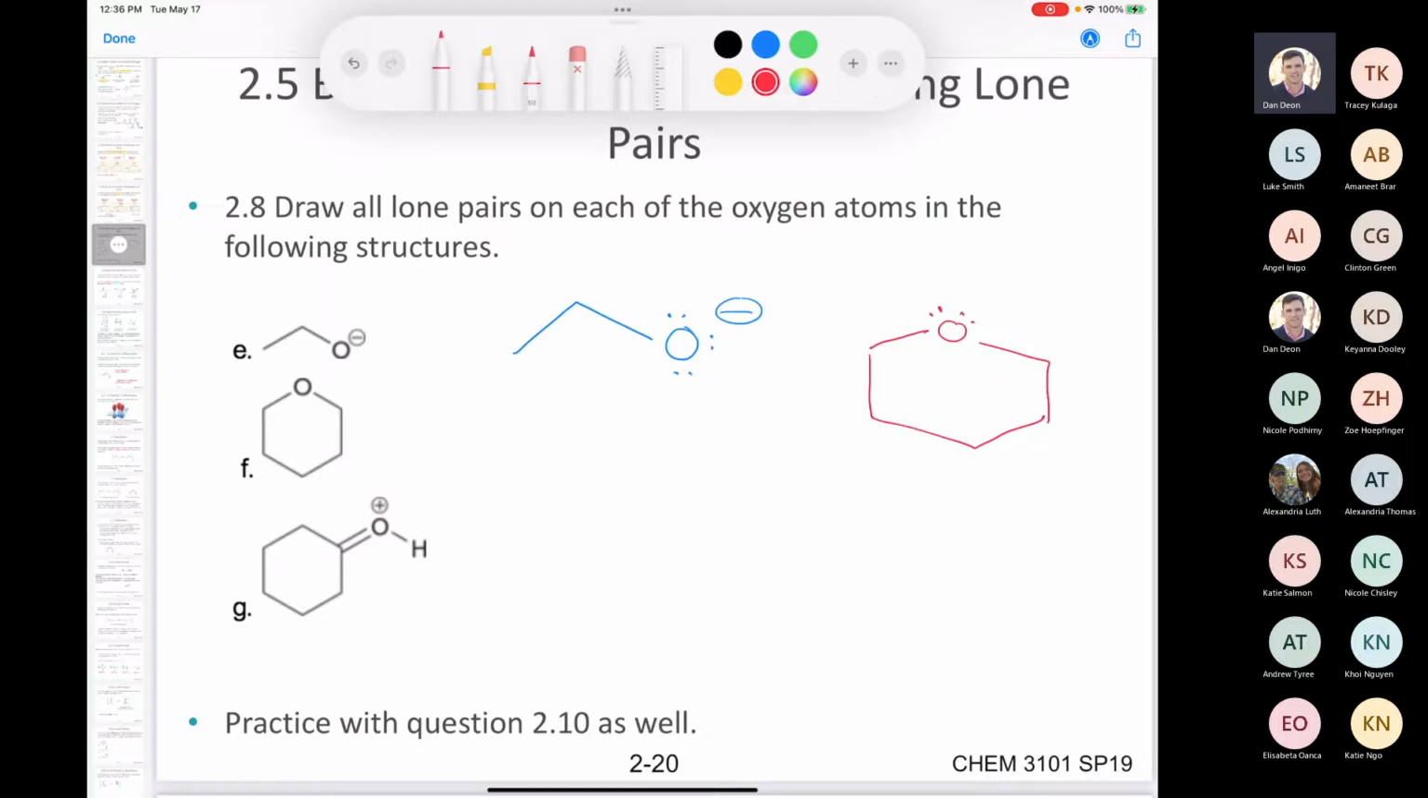Perfect. And then for the last one, we have what's called an oxonium ion when you have an oxygen with a positive charge. If I just redraw it like this, if the oxygen has a positive charge, it means it's got 3 bonds and 1 lone pair. And there you go. You've done it.